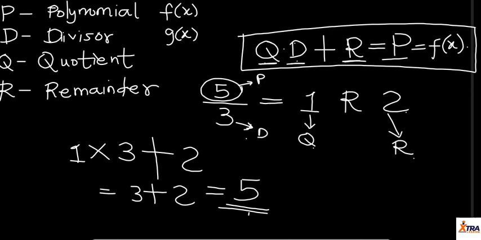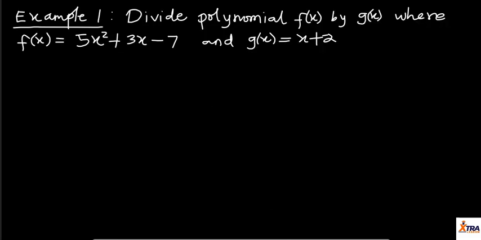So next, let's take an example to understand this process. We have an example here. Divide polynomial f of x by g of x, where f of x is equal to 5x squared plus 3x minus 7, and g of x is equal to x plus 2. When we want to divide polynomials, we use the method of long division that we know from our younger days, I think in basic school. When you want to divide the value, you have f of x.